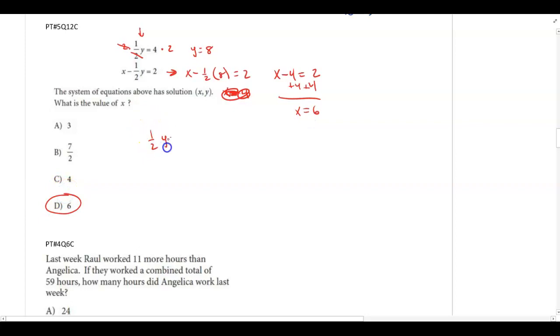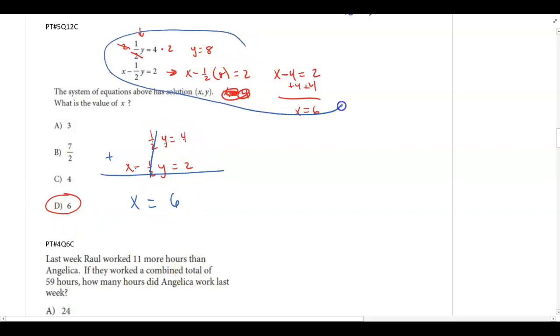Now, what they want you to see is, like the other problem we did earlier, if I add the two equations together, this gives me x, and 1/2 y minus 1/2 y eliminates. x equals 6. Done. So the first method is probably something you guys might jump to, but always check to see if this potentially could be done.